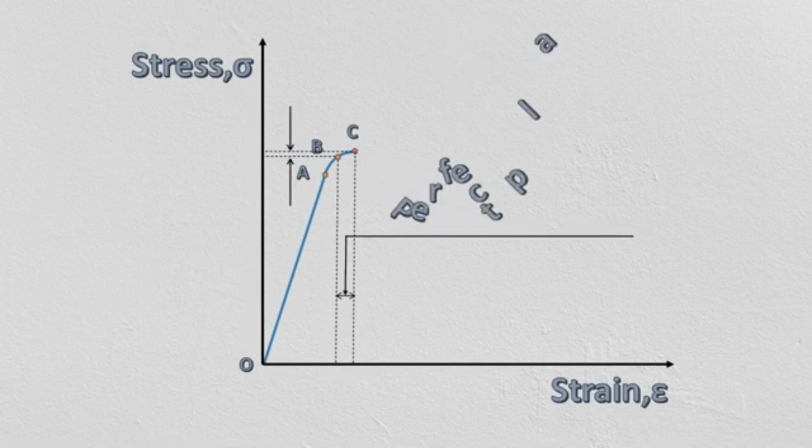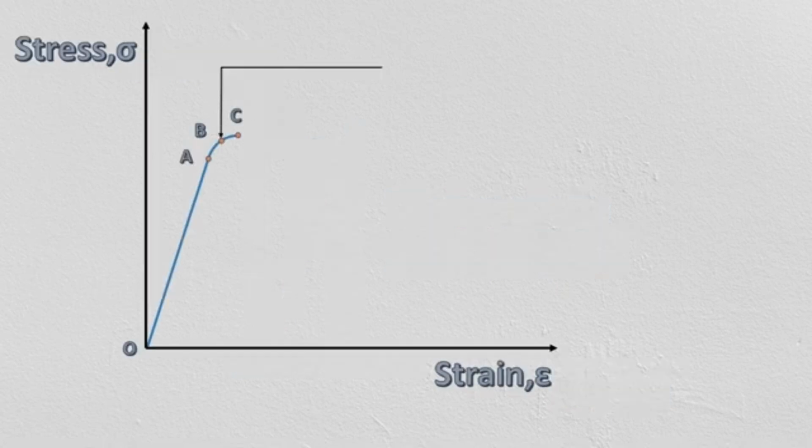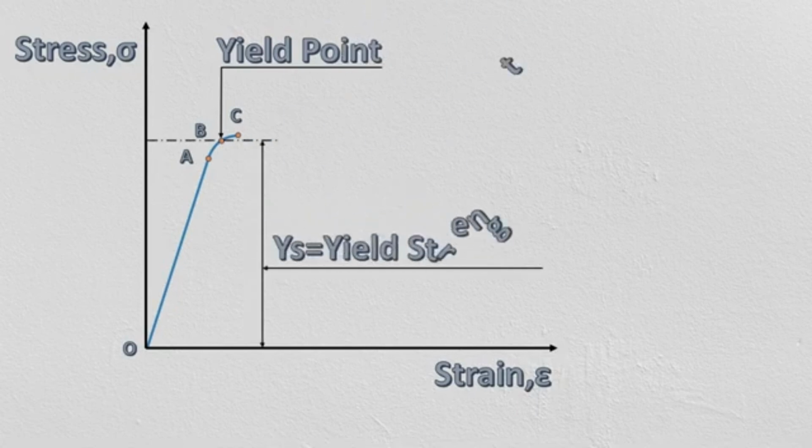This is because of plastic deformation in the metal. And this phenomenon is known as yielding. The point B, where this yielding begins, is known as the yield point, and the corresponding stress value is known as yield strength of the material.